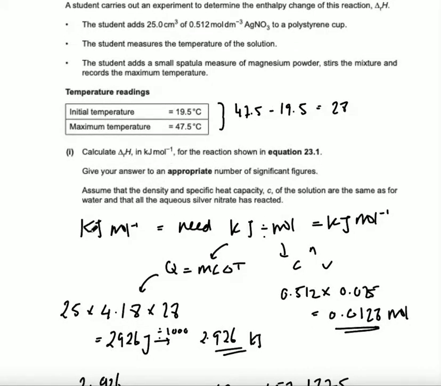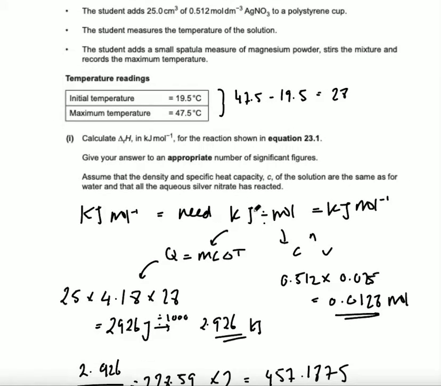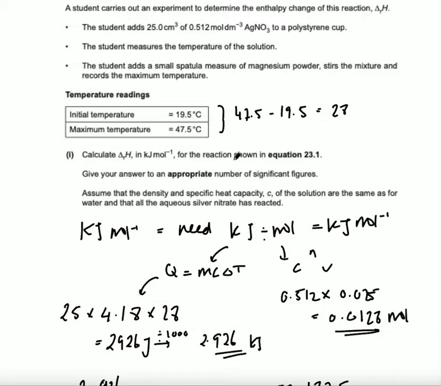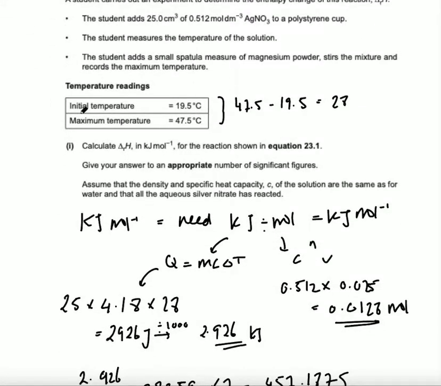So they want kilojoules per mole, and whenever you see that little minus 1 over here, that means we had to have divided those units together. So we have to do kilojoules divided by moles to get kilojoules per mole. And we get the kilojoules because whenever we use this type of experiment, we always use Q equals mc delta T. And the moles we get from concentration equals moles divided by volume, so this equation. In this experiment, we use Q equals mc delta T, and Q gives us joules, which we can get kilojoules from.